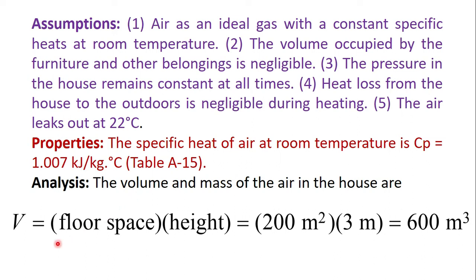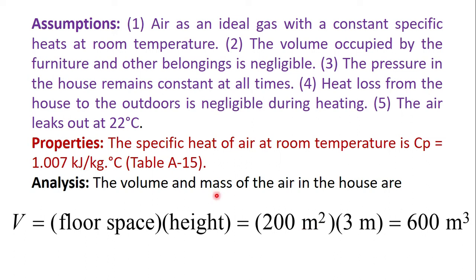So the volume can easily be calculated with the given values in the question statement: the floor space multiplied by height. This floor space is the area, and if you multiply it with the height, we will have the unit of volume. The floor space is given, that is 200 meters squared, and the height of the house is 3 meters. If we multiply it, we will get the volume of the air inside the house, which is 600 meters cubed.